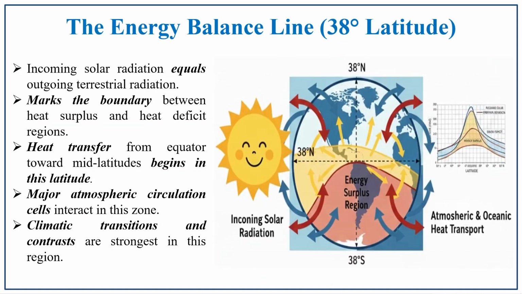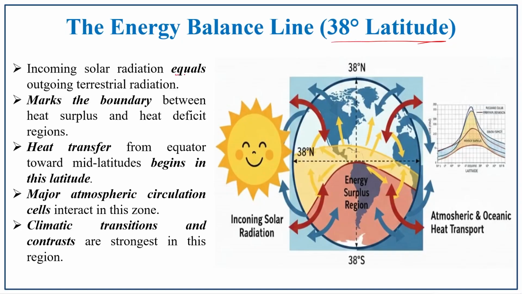The energy balance line. This is the most important latitudinal line, that is 38° latitude. This latitudinal line is known as the energy balance line. The incoming solar radiation equals the outgoing terrestrial radiation. If there is income, there should be expenditure. The same way, it should be equal, and that is known as balance. In this 38° latitude, the balance is created. This is the boundary between the heat surplus and heat deficit regions. It acts as a border, it acts as a mediator.